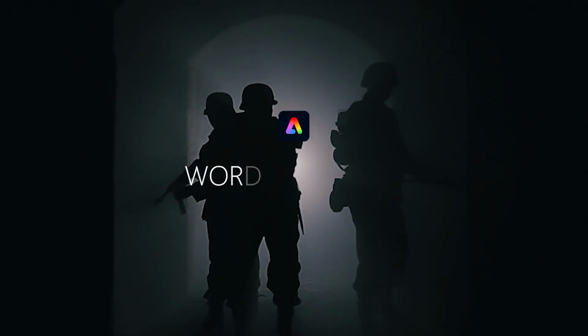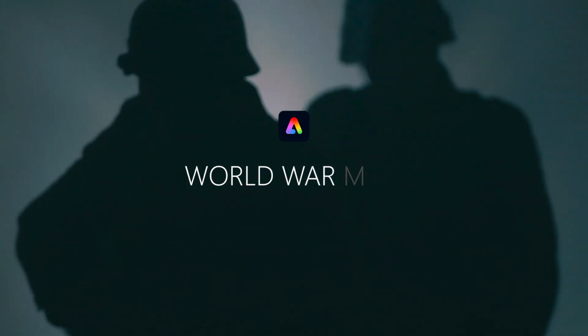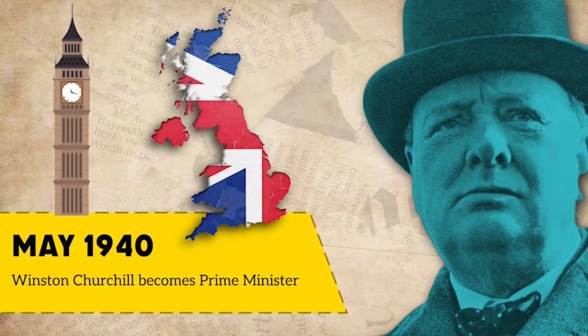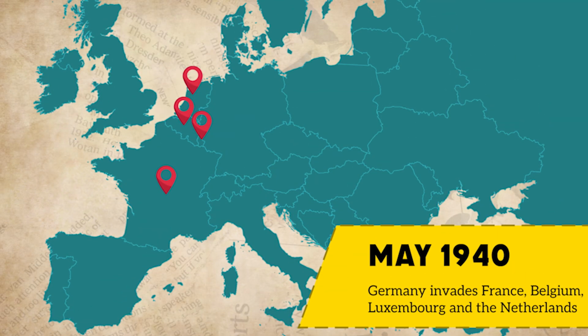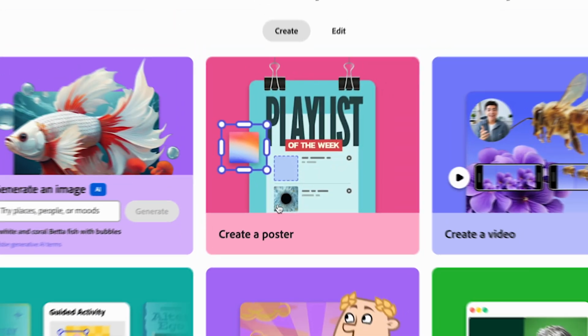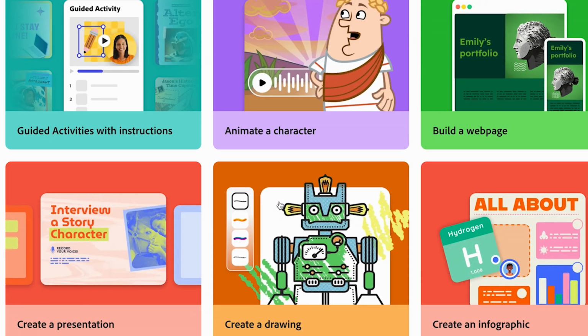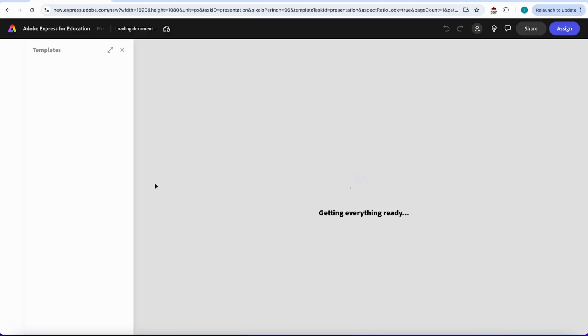Hello and welcome to this Adobe Express lesson all about World War II. Today we're going to create a multi-page timeline of the key events of World War II. So from the Adobe Express homepage, we're going to scroll down and go to create a presentation.